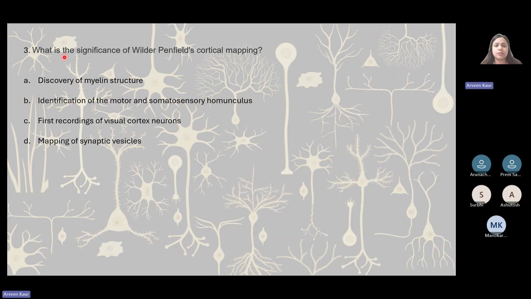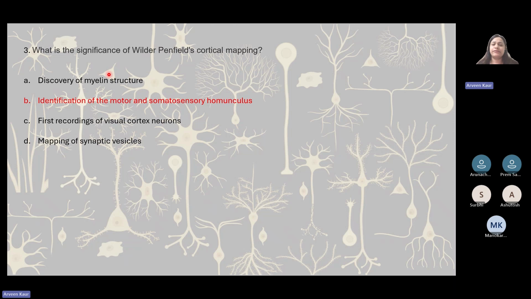Thereafter, question number 3 is, what is the significance of Wilder Penfield's cortical mapping? Was it the discovery of myelin structure, or identification of motor and sensory homunculus, or the first recordings of visual cortex neurons, or the mapping of synaptic vesicles? Right? So, which one of these is actually the answer? Yeah, so the answer over here is B, right?